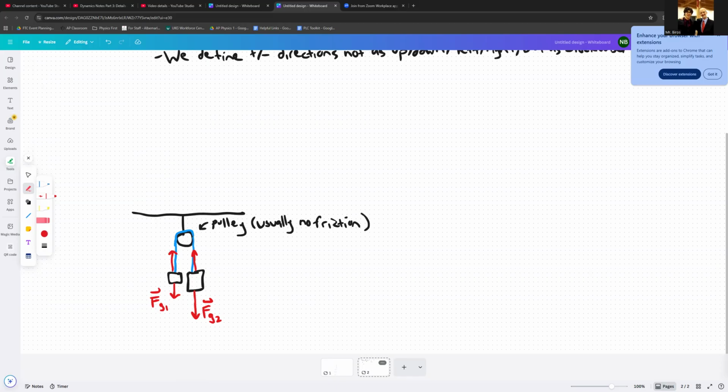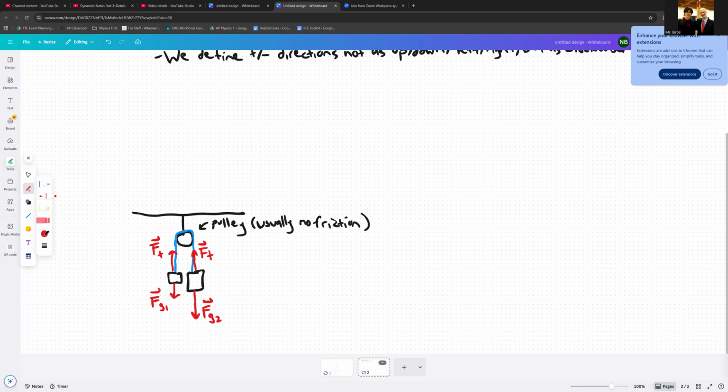And you'll notice I drew those the same size because, as I mentioned before, tension in a given length of rope, string, or cable is the same amount. So because this length of string connects both objects and just runs over the pulley, that length of the string will have the same amount of tension all throughout it. So the tension pulling up on the right object is the same as the tension pulling up on the left object.